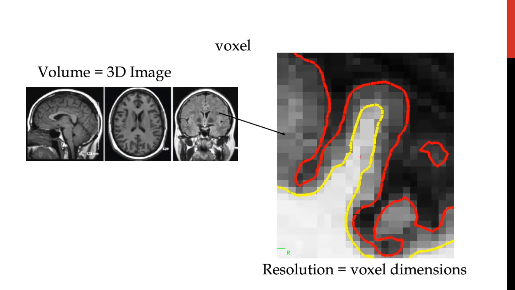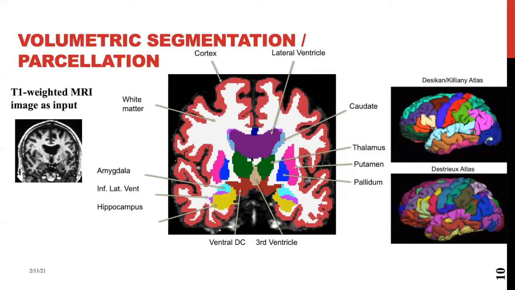And so these voxels correlate with the resolution of your scans. The higher the resolution, the smaller the voxels. If you've taken a picture and it's really pixelated, that means it was a low resolution picture, because the voxels are very large, and so you're not getting a lot of that definition. And so what FreeSurfer does is, based on these atlases, it's going to go through and segment your brain based on the intensity of each of those voxels.